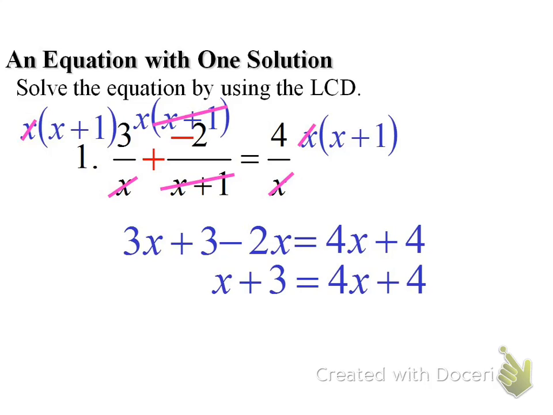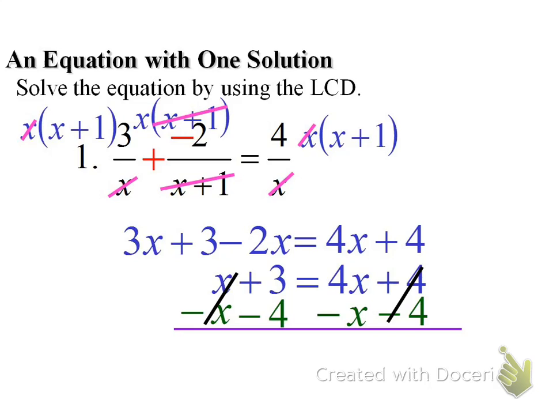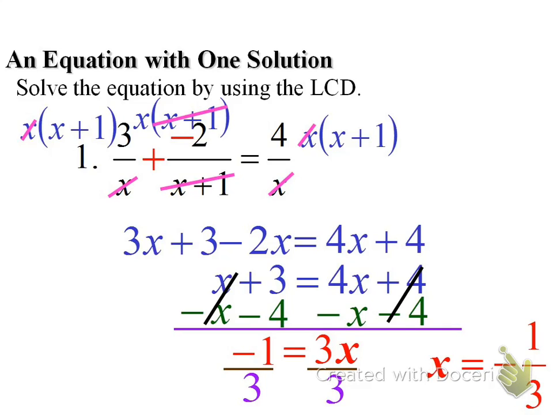We can get like terms on the left side. 3x minus 2x is x. I'm going to get my x's together by subtracting x from each side. I'm also going to move that plus 4 by subtracting 4 from each side. After I do all that, I get negative 1 equals 3x. So, of course, x equals negative 1/3. What questions do you have on this?